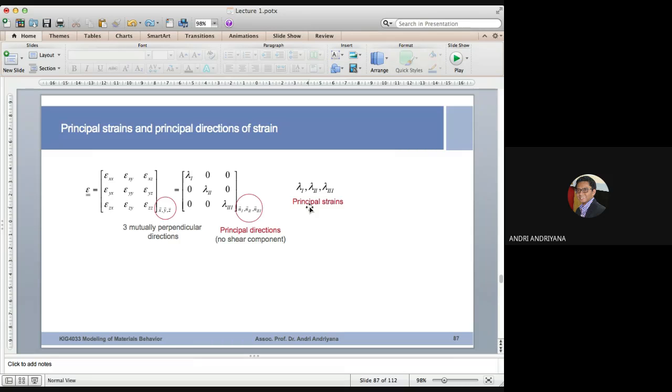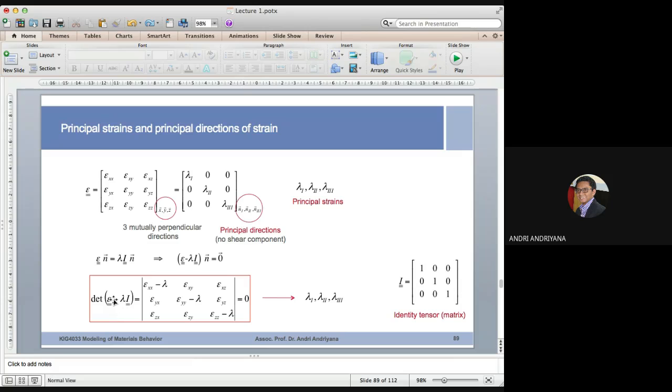Well, I will not go too much into the detail. You can recall what you learned in calculus, engineering mathematics, about the eigenvalue problem. So we look at this. I will not go so much into the detail, but in order for us to get lambda 1, lambda 2, lambda 3, the three principal strains, we need to solve the determinant of the matrix epsilon minus lambda I equal to 0. What is I? I is the identity tensor or identity matrix, which has the values 1, 1, 1. Okay, so it is a simple and convenient way to get principal strains or principal stresses.